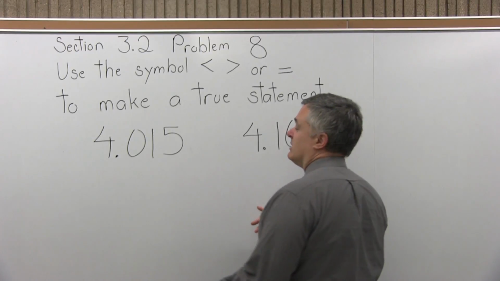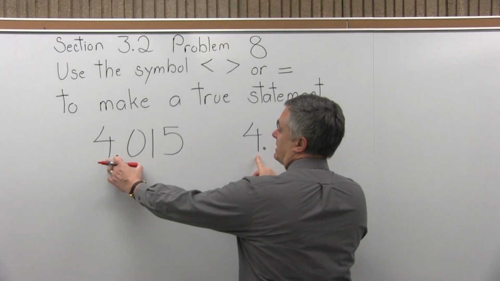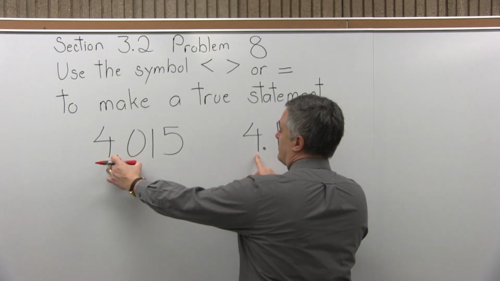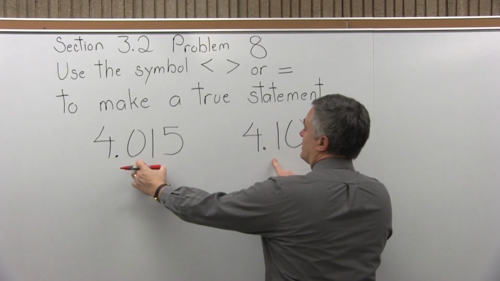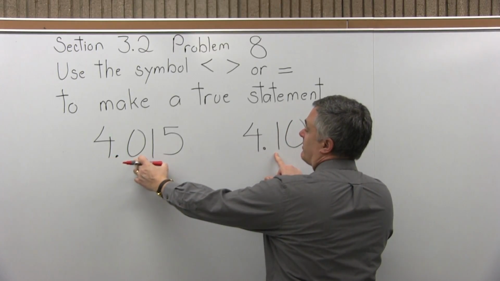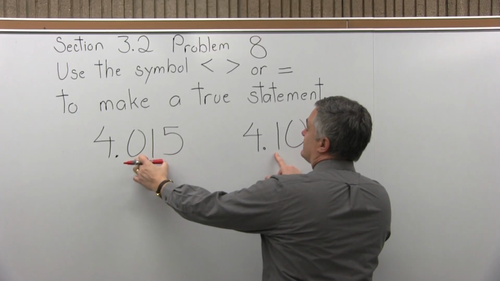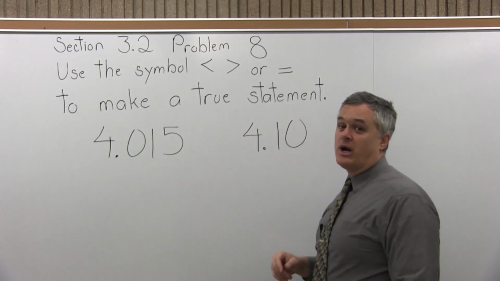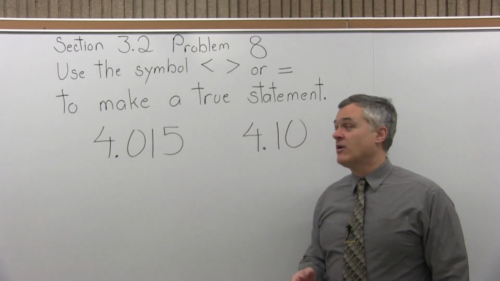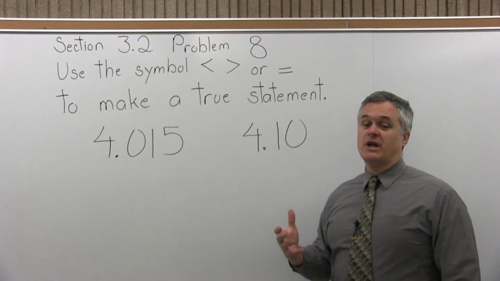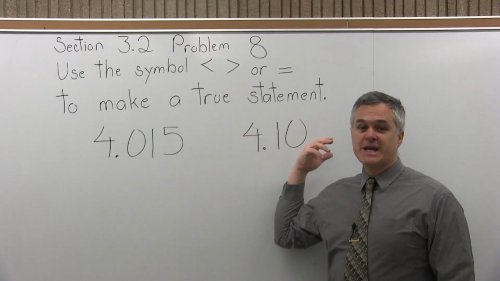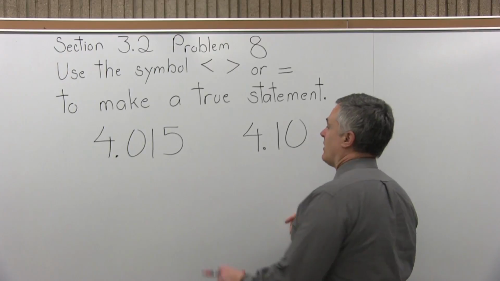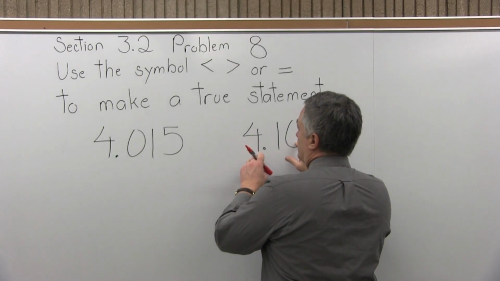To really see which one is larger, you want to start with the leftmost digit and make a comparison. They both have a 4, so that's a tie. So we'll move in one digit to the right, make a comparison. One of the numbers has a 0, the other number has a 1. Now 1 is larger than 0. That makes 4.10 the larger value, regardless of what comes after that position. So 4.10 is the larger value.